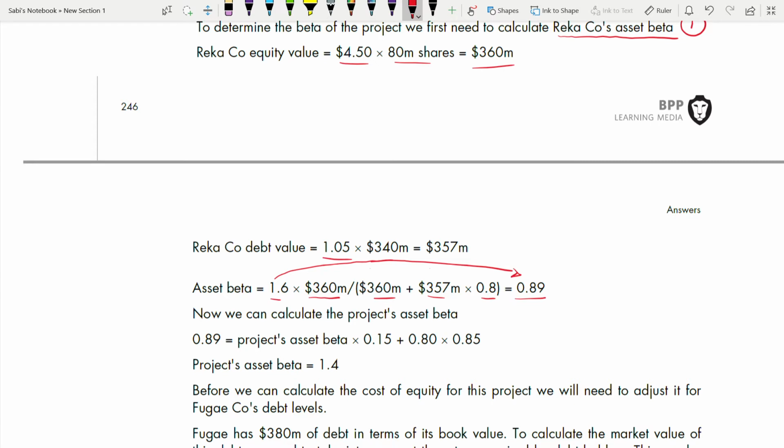Now, we can calculate the project's asset beta. How are we taking the project's asset beta? The 0.89 is the total asset beta. It includes both luxury and non-luxury. So 0.89 equals project's asset beta into 0.15. Why? 15% is for the luxury part. That means the remaining 85% is for the non-luxury part. But for the non-luxury part, we have been given the asset beta. What is it? 0.8. So the balance is the luxury part. The project's asset beta for the luxury part, which we have to find, is 1.4. Even this 1.4 has to be less than this 1.6. Just check, because equity beta in any condition has to be more than asset beta.